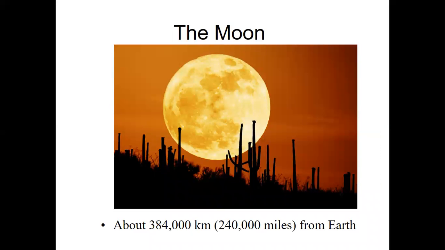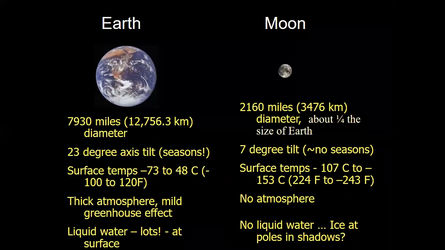The Moon, this is another cool picture of the Moon. Size-wise, its distance is about 384,000 kilometers. And if you think about it in miles, it's 240,000 miles from Earth. That's a big distance when you're thinking about the couple of miles that we are traveling every day. Now let's compare the Earth and Moon by size, tilt, and surface conditions.